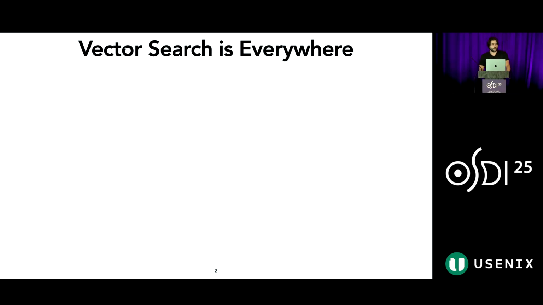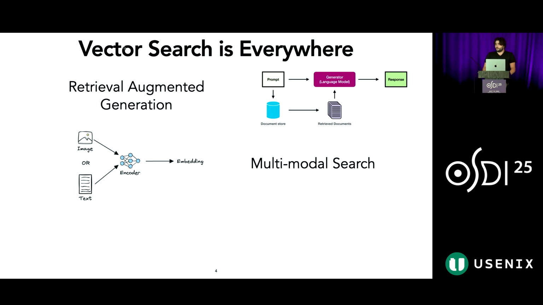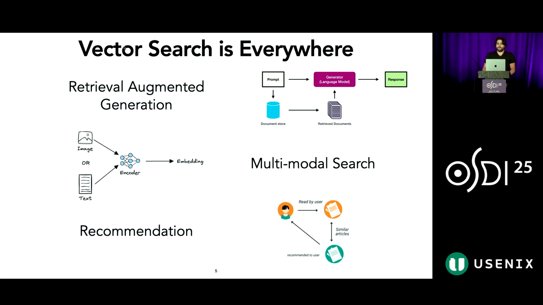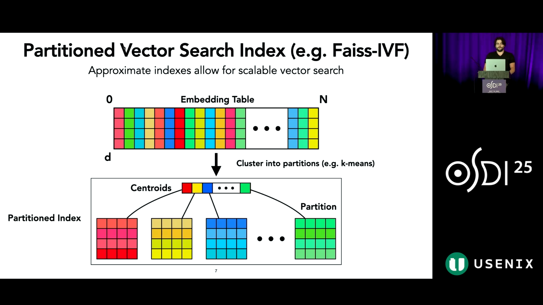With the explosion in generative AI and embedding-based machine learning models, vector search has become ubiquitous. It is present in retrieval-augmented generation pipelines, multimodal search and general purpose search pipelines, as well as recommendation models. In its simplest form, it is about getting the top k nearest vectors to a query vector by a given similarity metric, such as L2 distance or inner product. But as the size of your embeddings or vectors grows, brute force becomes computationally infeasible. And so what people do is they use approximate indexes to allow for scalable vector search.